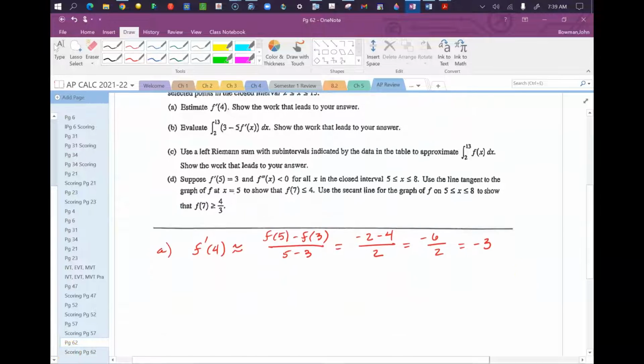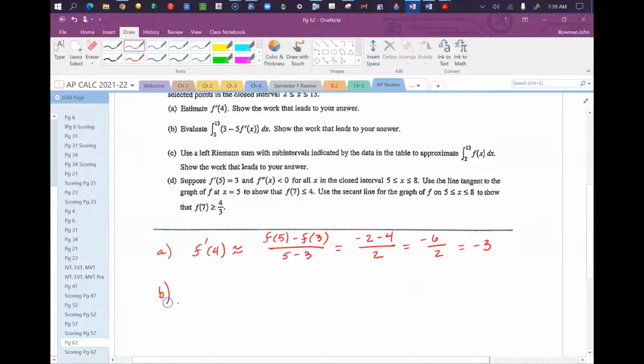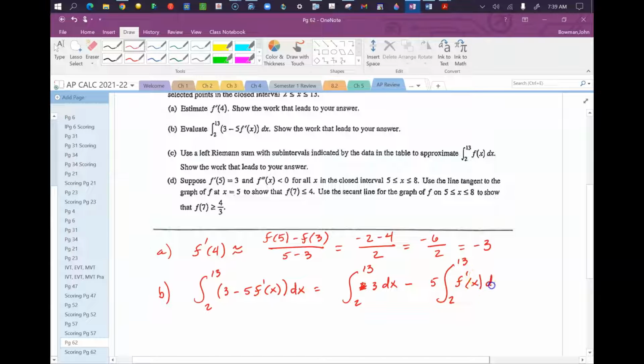In the next problem, part B, it asks us to evaluate the integral from 2 to 13 of 3 minus 5 f prime of x dx. Alright, so let's use properties of integrals here to split this into parts. So we're going to integrate from 2 to 13, 3 dx minus, we're going to take the 5 outside, the integral from 2 to 13 of f prime of x dx.